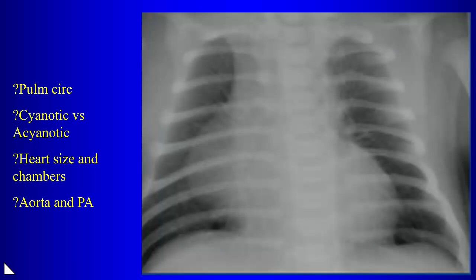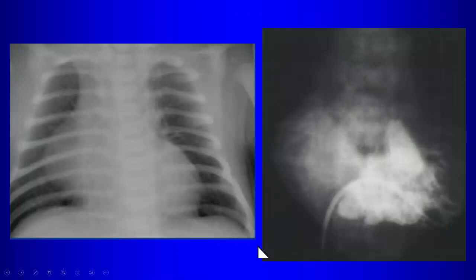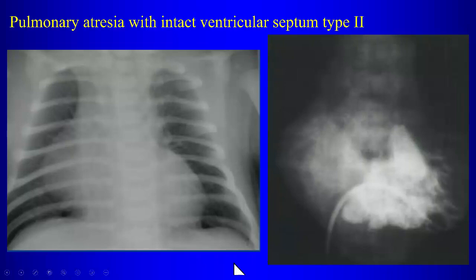Right. So here, let's see what happens. So we do an angiogram here. Inject the right ventricle. This is supposed to go out into the pulmonary artery, but it doesn't. It doesn't go anywhere. It's pulmonary atresia. Instead, it goes backwards into the right atrium. Then from there, it goes across an atrial septal defect into the left atrium. Right? So this is pulmonary atresia with intact ventricular septum type 2. Okay, see how easy this is? All right.